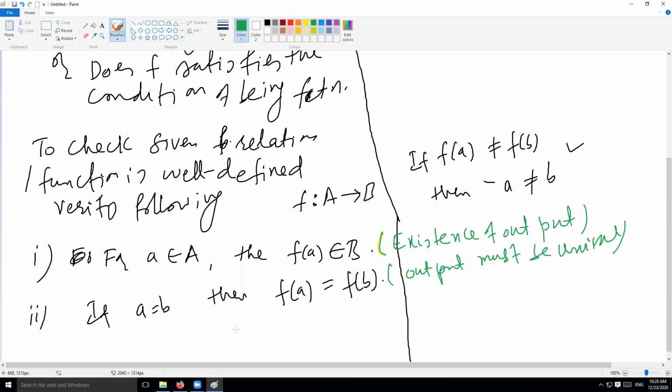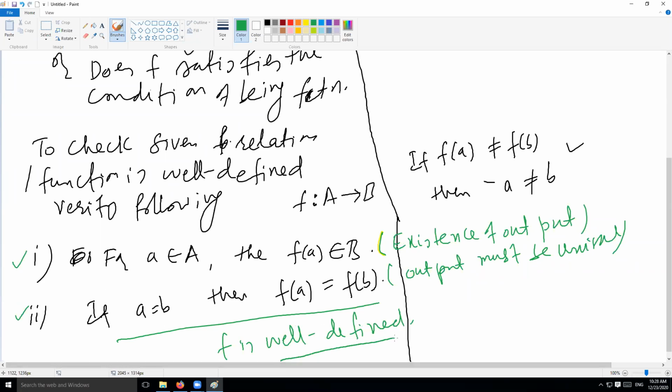Okay? In other words, if you have to verify that a given function is indeed a function, then verify these two conditions. If these two conditions are satisfied, then I'm going to say that your F is well-defined. Well-defined, and it's indeed a function. If one of these conditions fails, I'm going to say the function is not well-defined actually. So in order to prove the function well-defined, you have to prove these two conditions.